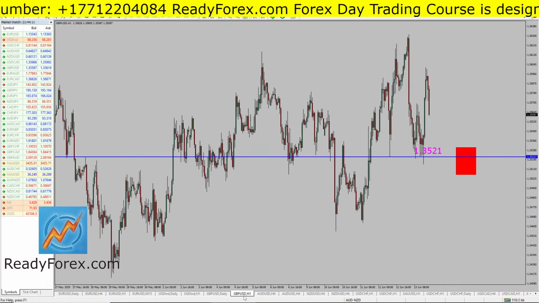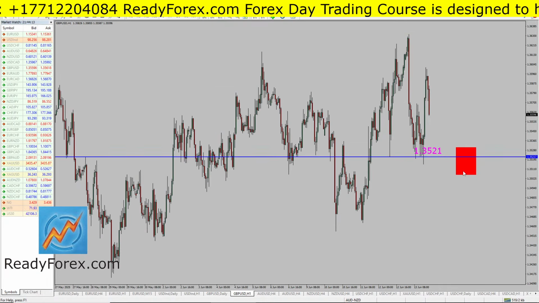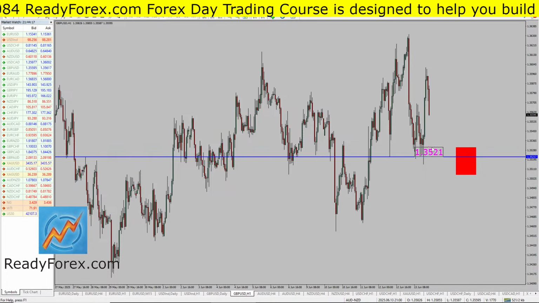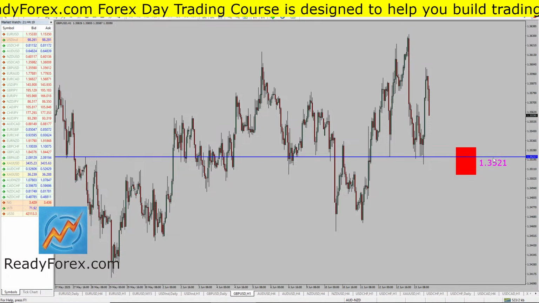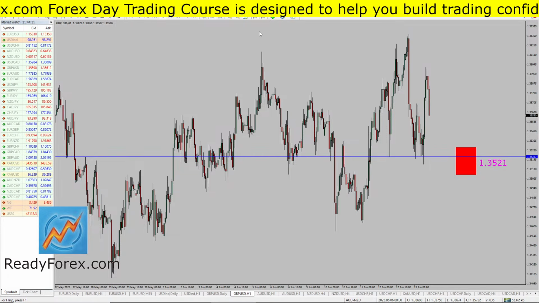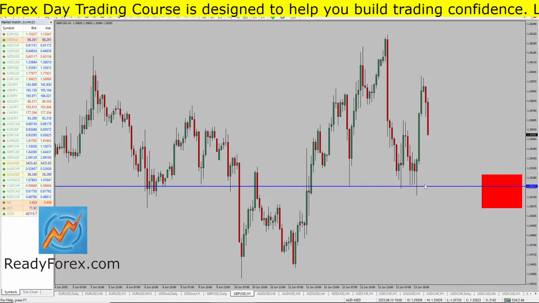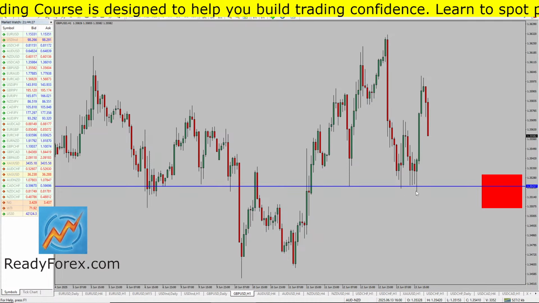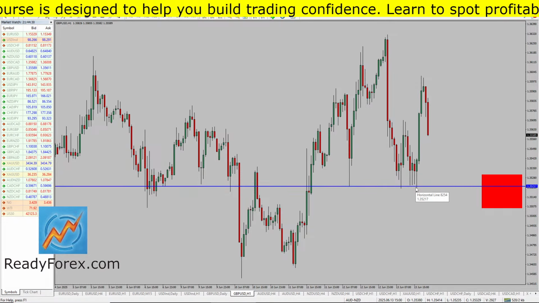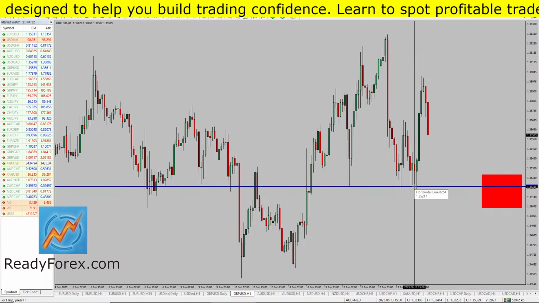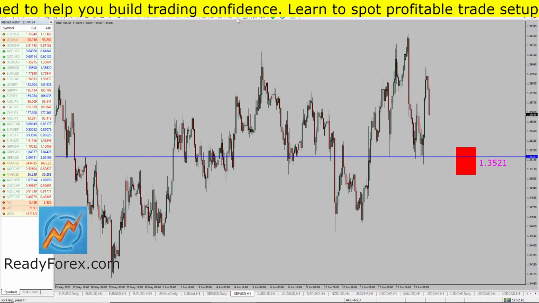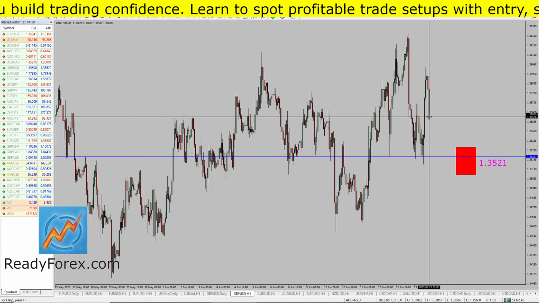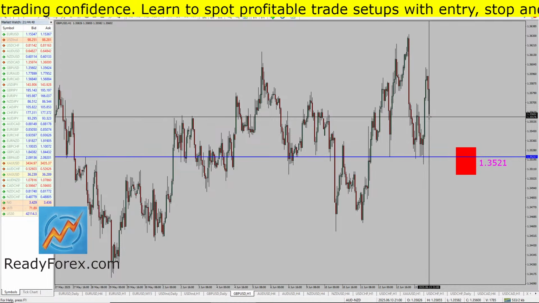If you check out the 1 hour time frame, so far we did not get a close below the 1.3521 level. We got a spike in the market. You can notice that this candlestick which left a tail below the 1.3521 level suggests that we got a rejection over here.